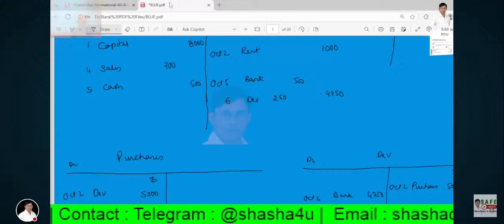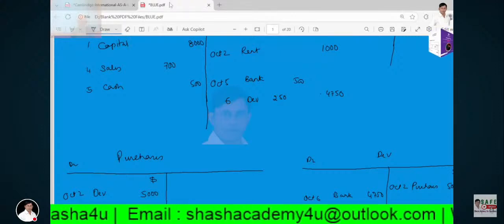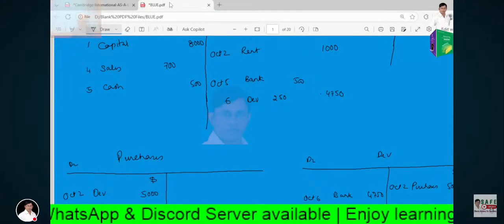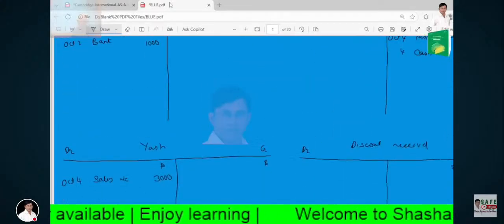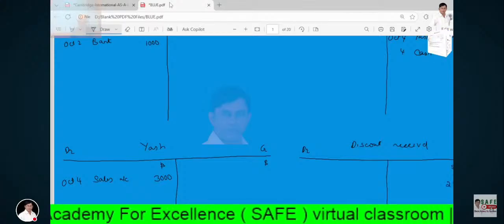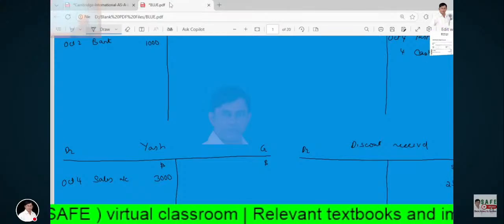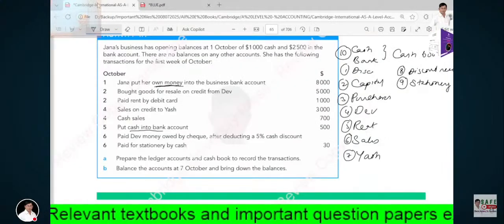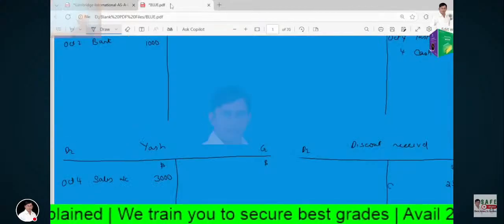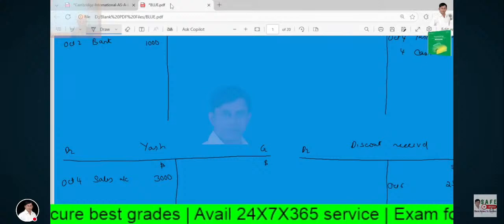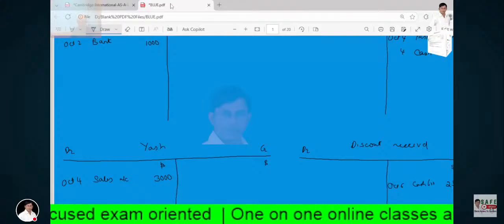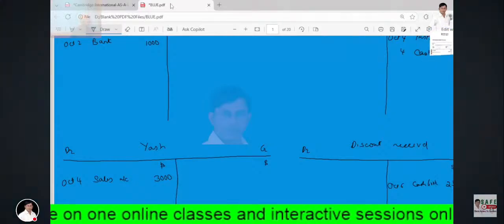Here it is discount received. What date? Only the amount on the 6th. For the 6th, cash. So next.